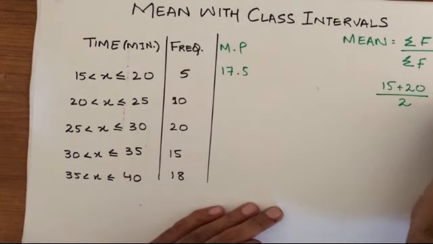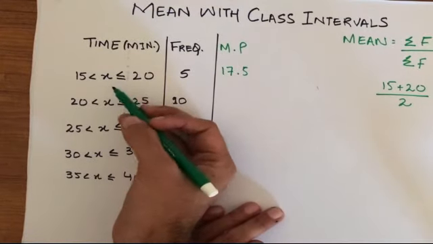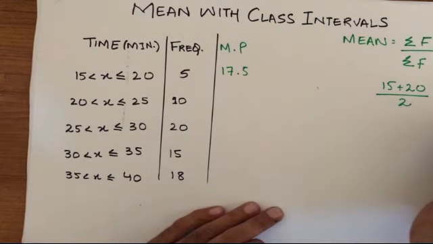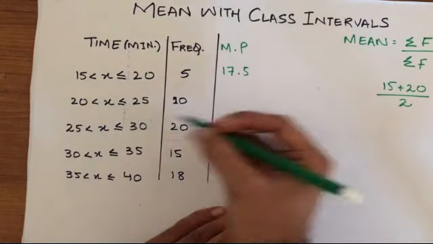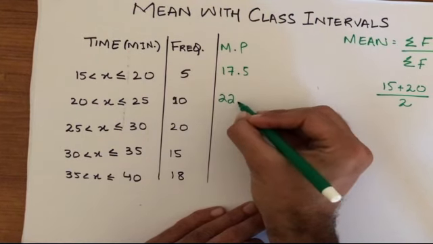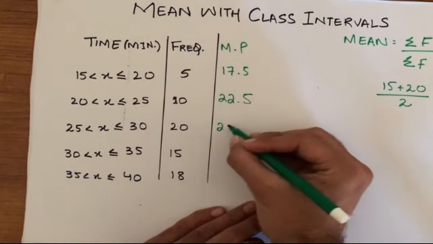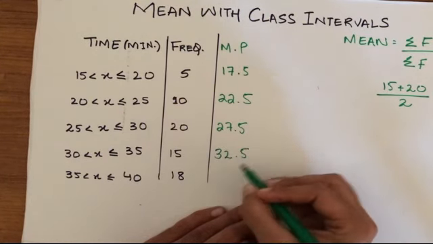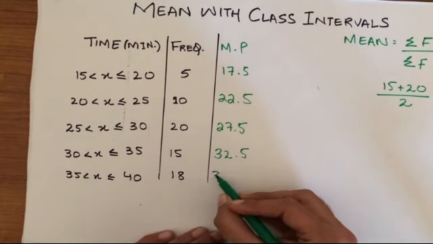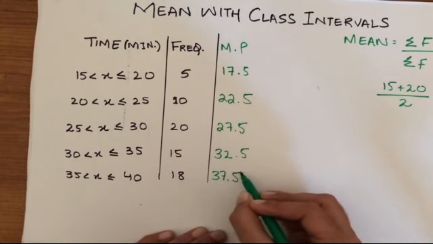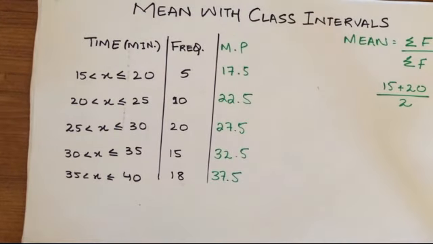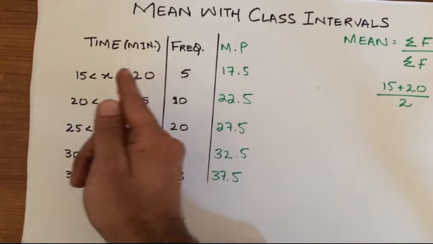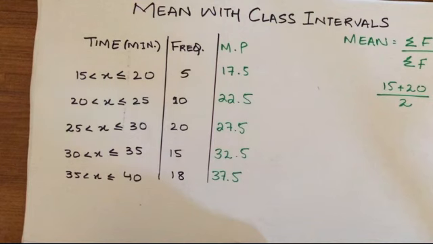So if you are confused about what lies between the interval, you can take the lower bracket and the higher bracket, add them together, and divide by 2. It will give you the midpoint. Similarly, this would be 22.5, this would be 27.5 and 32.5, and this would be 37.5.